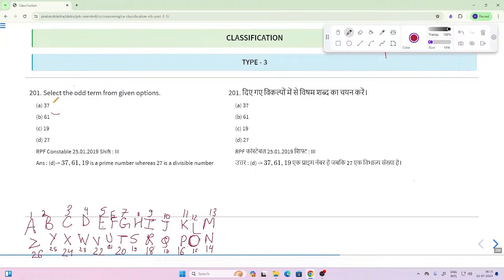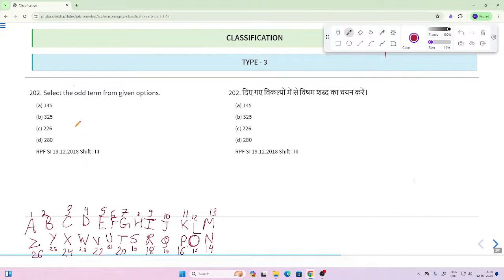Select the odd term. 37, 61, 19, 27. 37, 61 and 19 are all odd prime numbers. 27 is divisible by 3. 9 is 3 into 9 or 3 cube. So it's the only one which is a cube. Hence, it's odd one out, not prime.